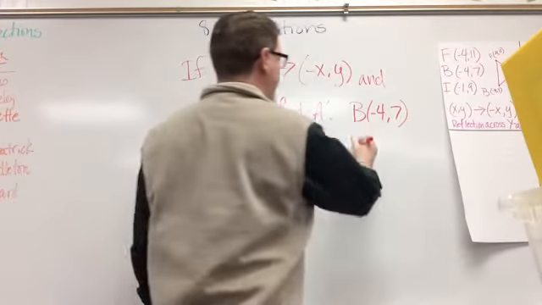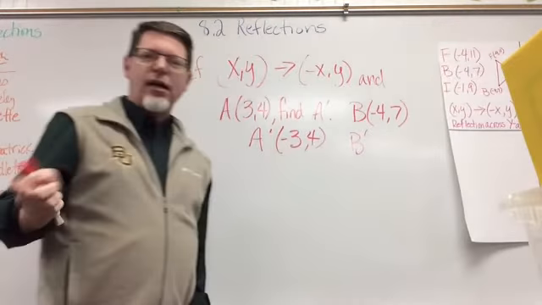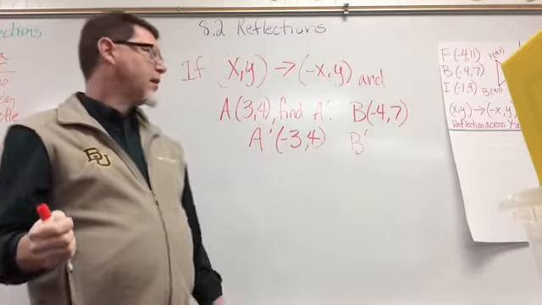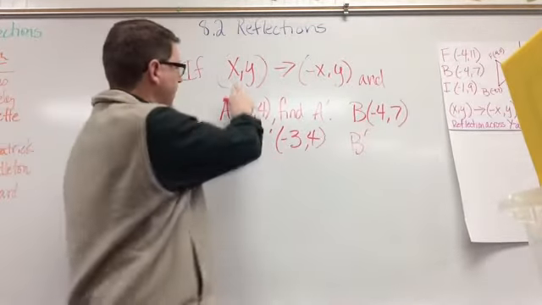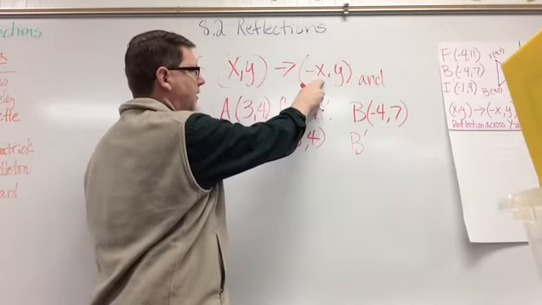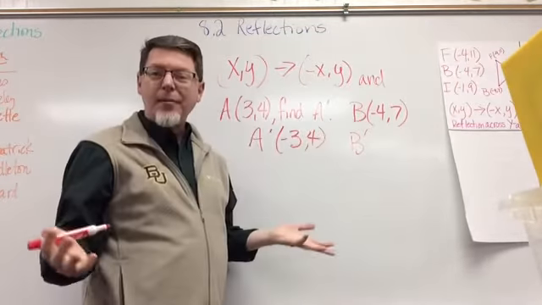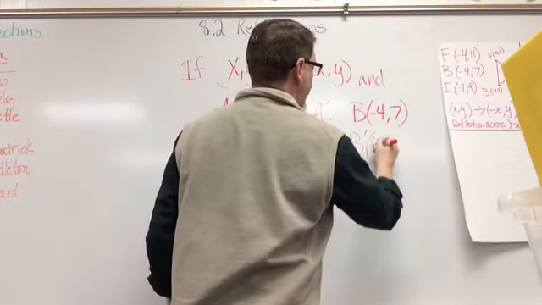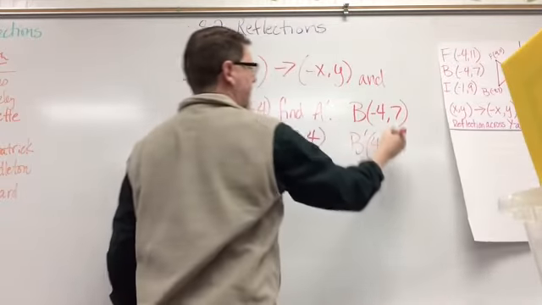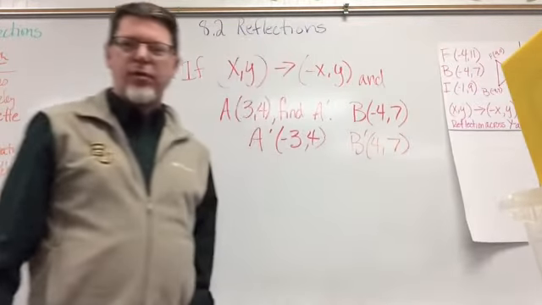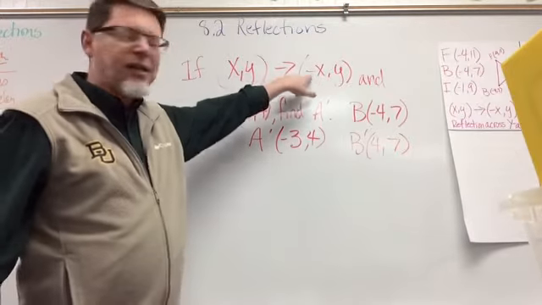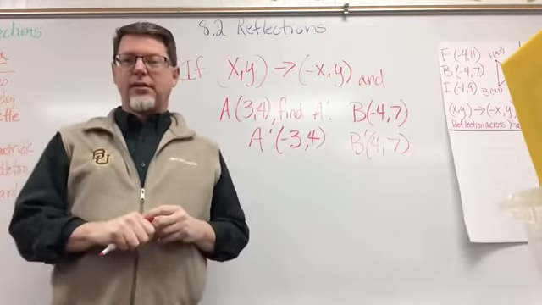And I need to find B prime with the same algebraic representation. Then I do exactly the same thing. X is -4. I need the negative of -4, or the opposite of -4. So that means B prime would be +4. 7 doesn't change. And so there's B prime. So you can look at that as a negative, or you can say it as the opposite.